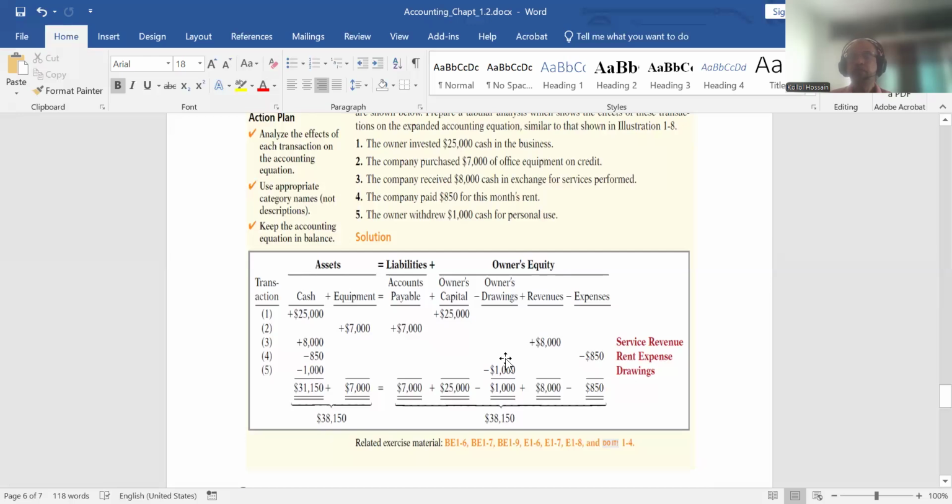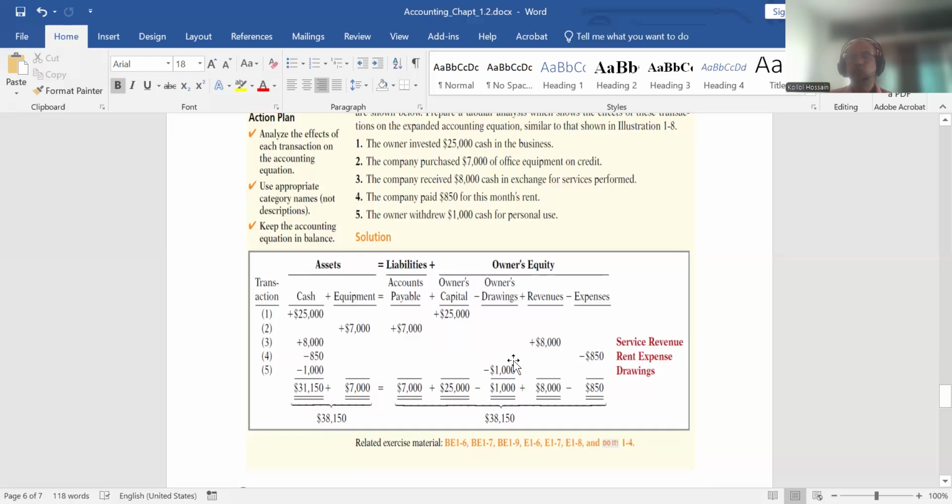Number 4, the company paid 850 for the month's rent. So this is an expense. What will happen? 850 cash will go down. Here look at cash, 850 minus, and owner's equity also goes down since it is an expense. Expenses 850 minus. So this has the same effect on both sides.